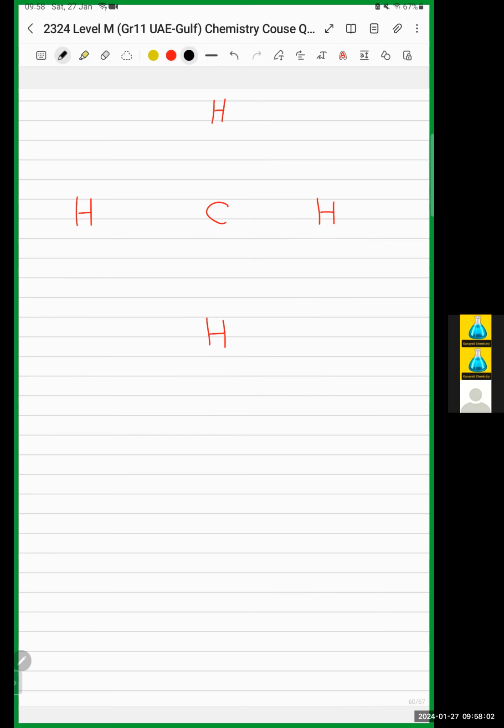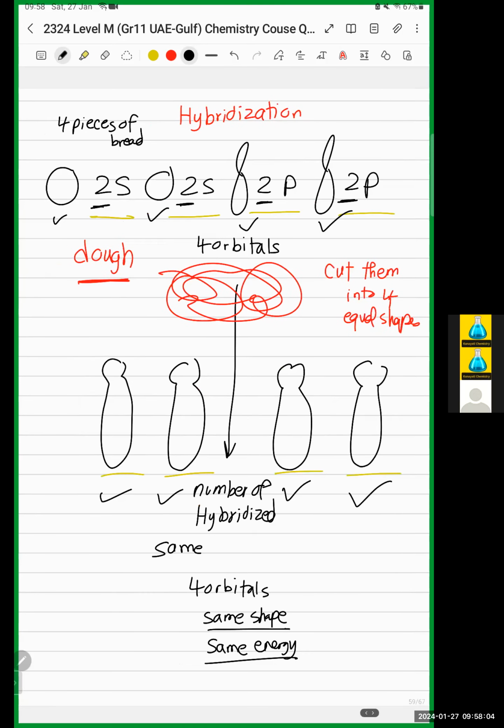Now, the last thing to know is what are the names of the new orbitals. Again, the number should be the same, so don't forget, the number should be the same. Number of orbitals before hybridization is 4 and after is the same. The shape before is different, but the shape after hybridization is the same. The energy before is different. This is 2s, small energy, 2p, big energy. The energy after is the same.